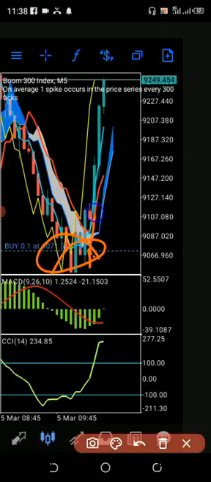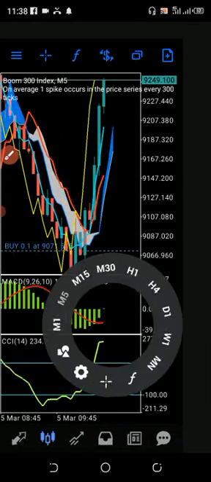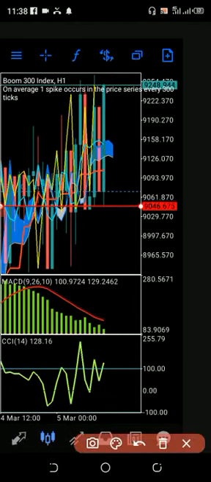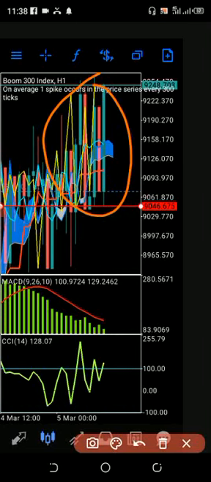So the market spiked from here to this place on the 5 minutes time frame, while on the 1 hour time frame, look at it, 1 hour is consolidating. And because it is consolidating, you are taking advantage of the market. So I entered the trade here because I took advantage of the resistance level, which is the price action. And look at the candle that is closing.